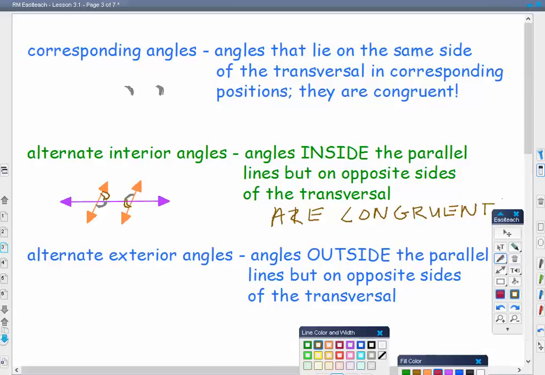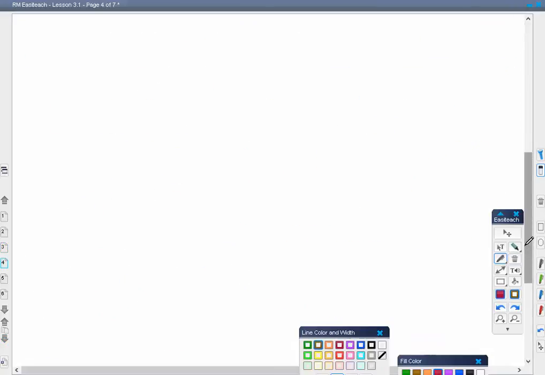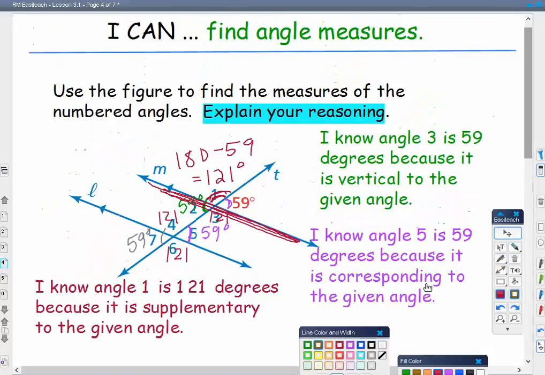If I come back to this, and I know this is kind of a mess here, I'm just going to highlight my alternate interior angles. So this angle here, angle 2, is an alternate interior angle to angle 5. Notice they were both 59 degrees. Similarly, angle 4 and angle 3 are alternate interior angles. So I also could use that as part of my explanation.